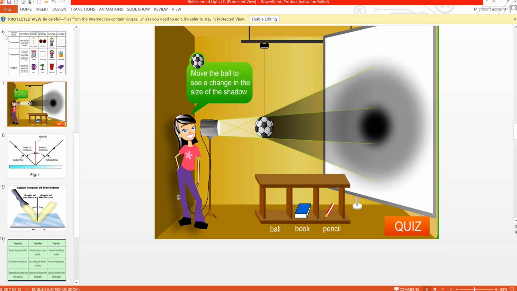This point is important. When a beam of light shines on an opaque object, the light rays which reach the object are stopped, while those rays which pass by the edges continue on their path.